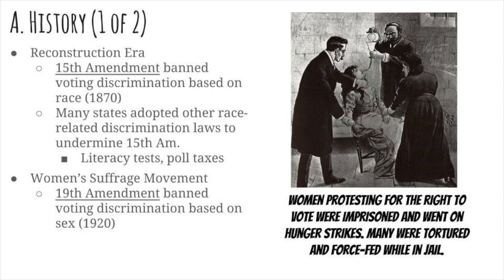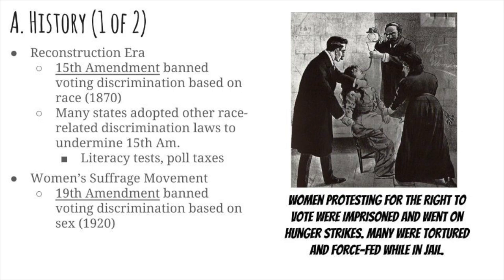Now, after the Civil War, during what was known as the Reconstruction era, there were several amendments and laws passed in order to aid newly freed slaves and help them join the body politic. One of these was very significant, known as the 15th Amendment, and it banned voting discrimination based on race.